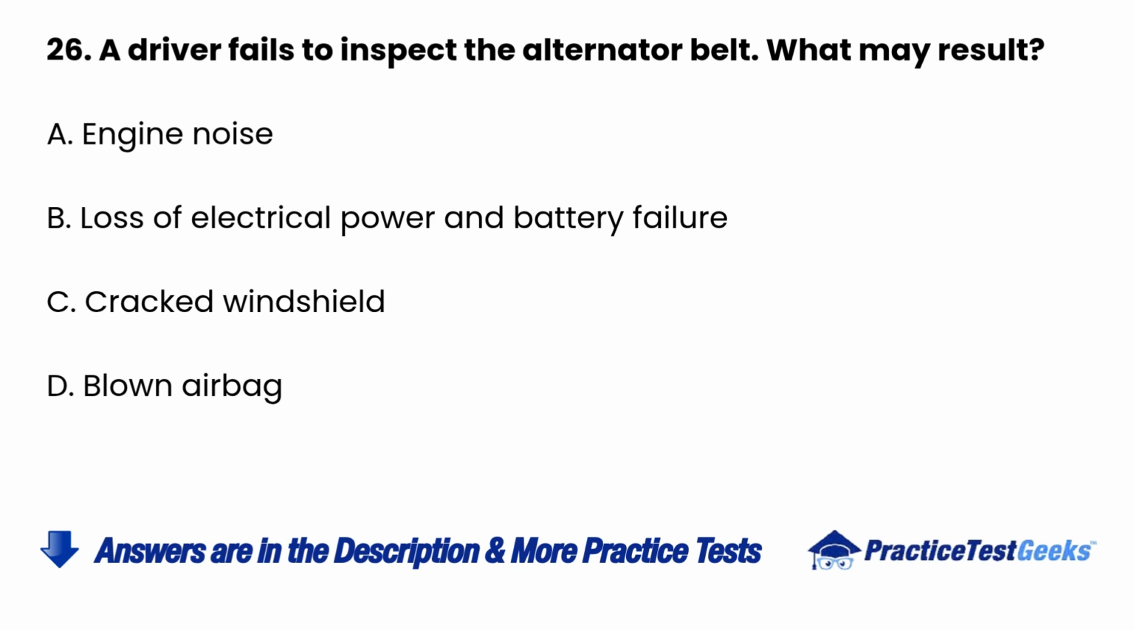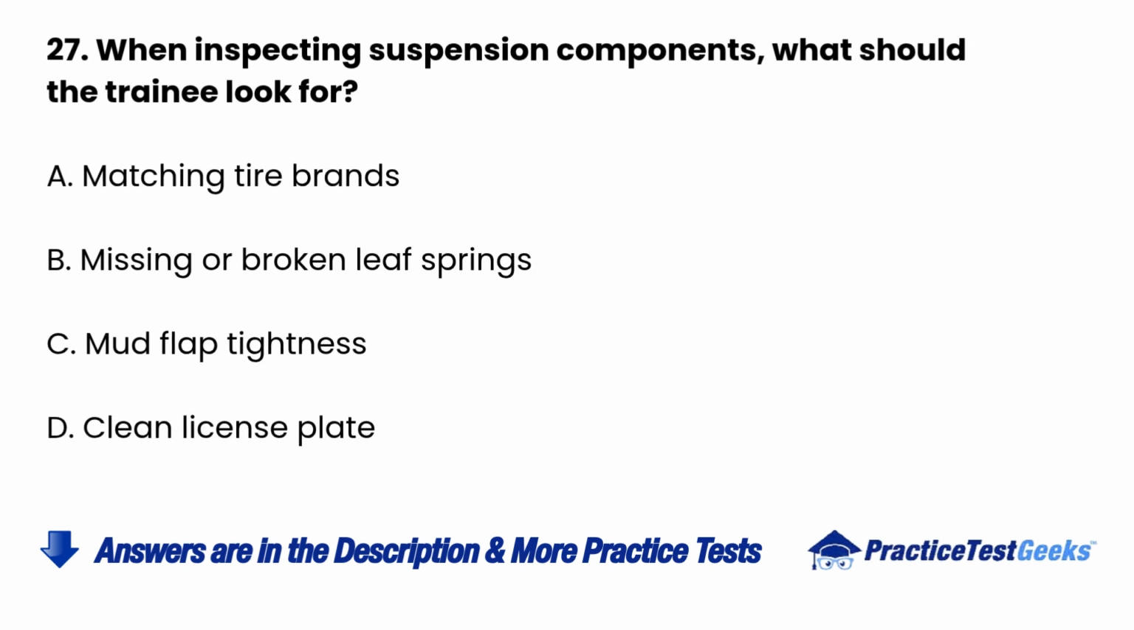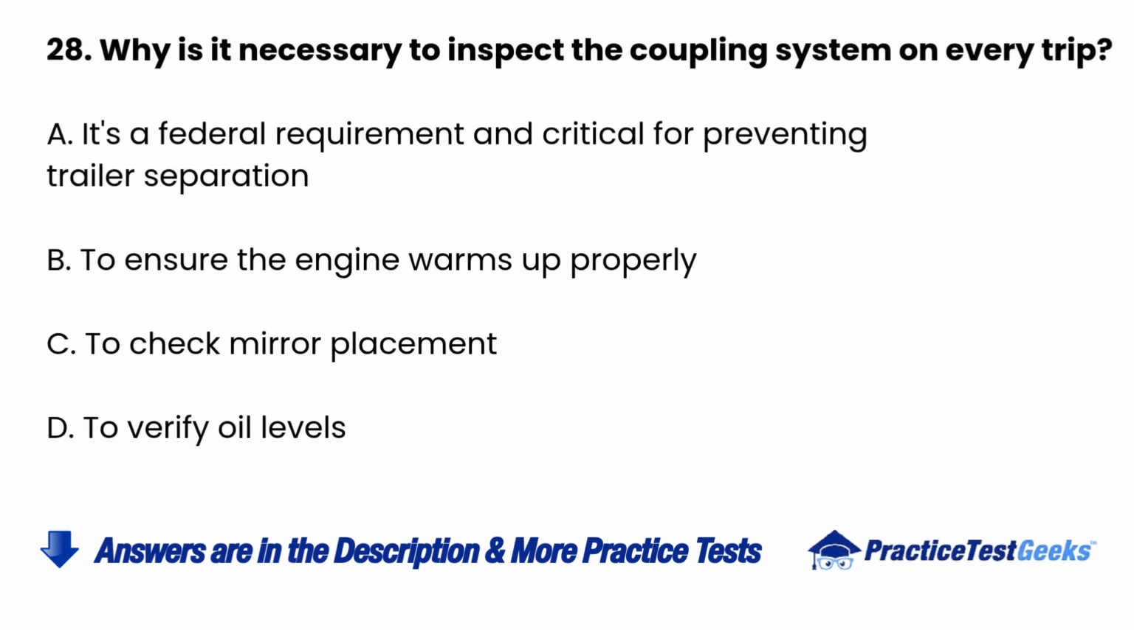B. Loss of electrical power and battery failure. C. Cracked windshield. D. Blown airbag. 27. When inspecting suspension components, what should the trainee look for? A. Matching tire brands. B. Missing or broken leaf springs. C. Mud flap tightness. D. Clean license plate. 28. Why is it necessary to inspect the coupling system on every trip?